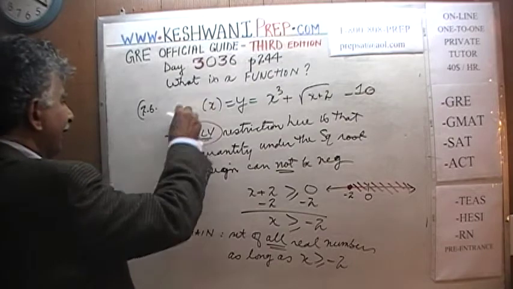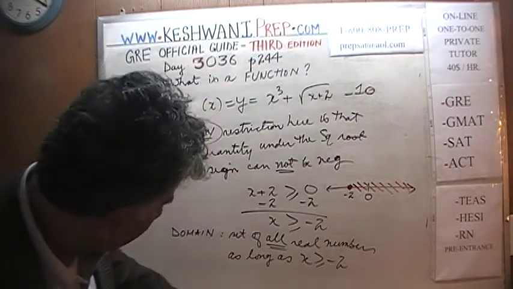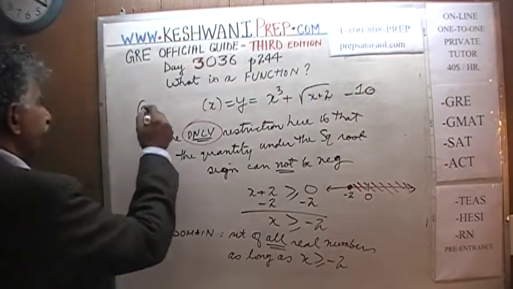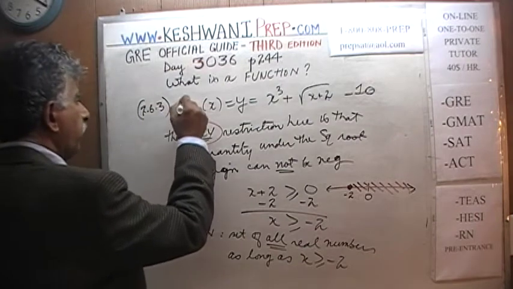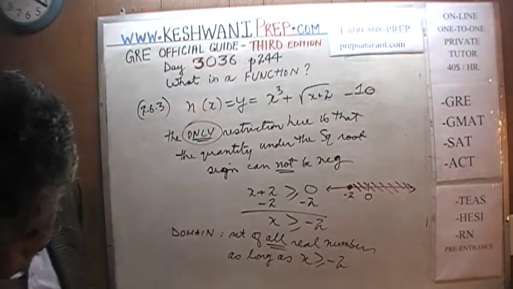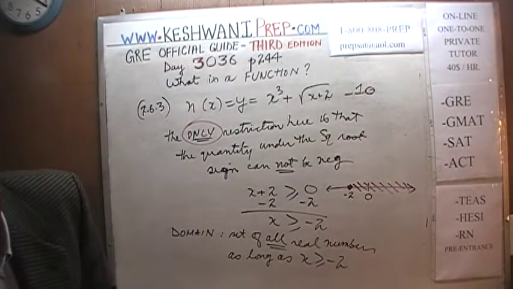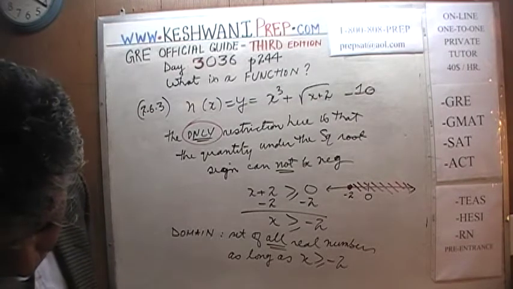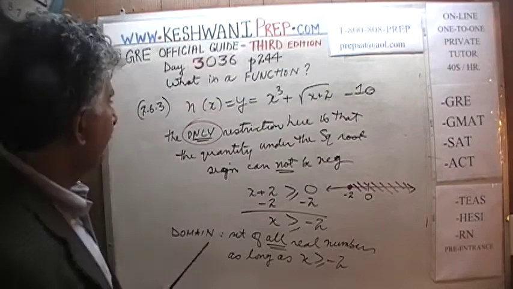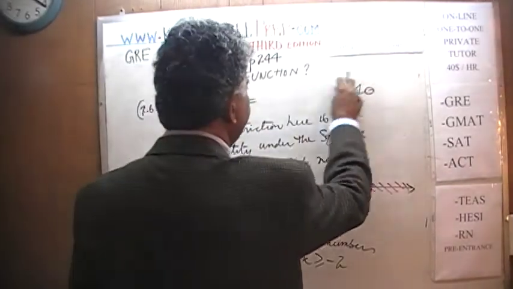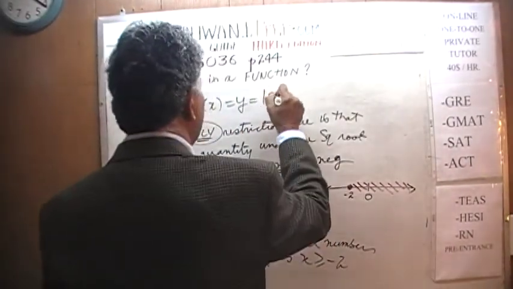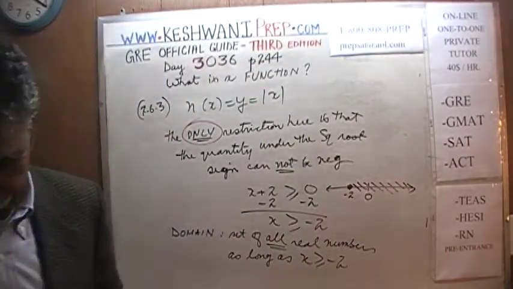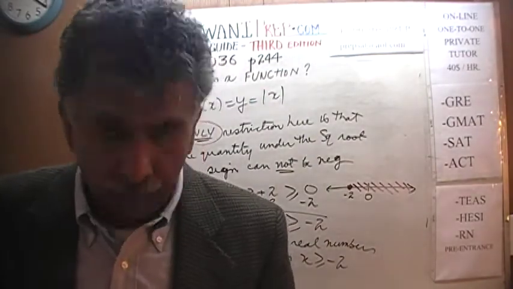Let's do the last one, 2.6.3, let's call it N. After M comes N, if I know my alphabet. And what's the relationship? The relationship that they give us here is absolute value of X. Well, that's very simple. Absolute value of X. What about here?